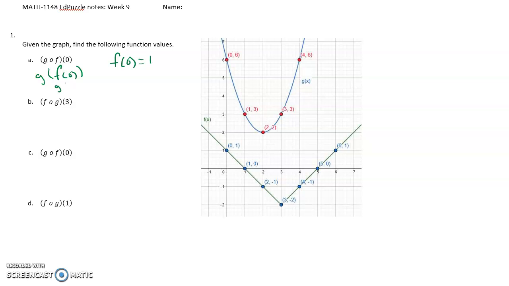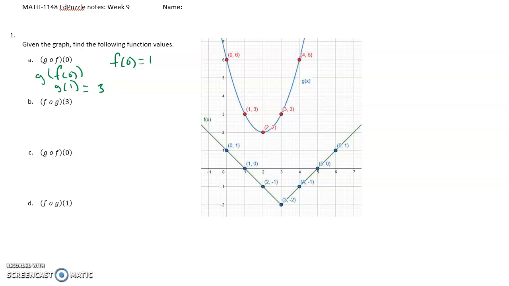So that means I'm going to be plugging 1 into the function g. Now I'm going to go to where is x equals 1 on the function g? That is right here. What is the y value associated with that? I can see it is 3. So the g of 1 is 3. So the g circle f, or the composition of g of f of 0, is 3.